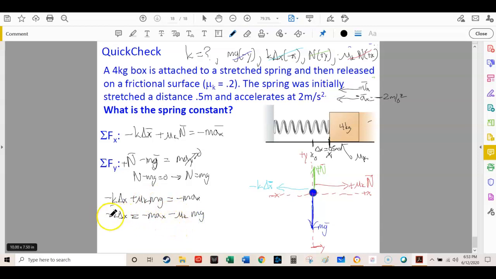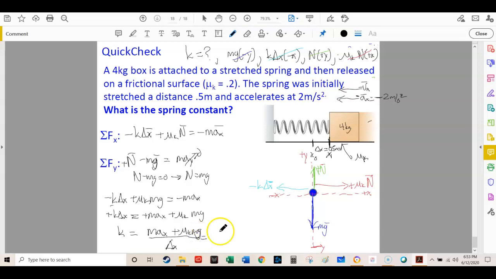And since everything's negative, you can just multiply through by -1 and make everything positive, which I'm going to do. And then to isolate k, it's k times delta x. I'm going to divide both sides by delta x. And what I get is k equals max plus mu sub k mg over delta x.